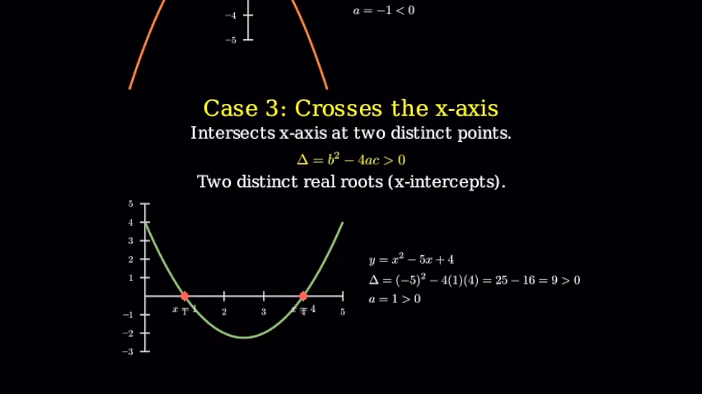If a is negative, like y equals negative x squared plus x plus 2, the discriminant is 1 squared minus 4 times negative 1 times 2, which is 1 plus 8, or 9. Since the discriminant is positive and a is negative, the parabola opens downwards and crosses the x-axis twice, at x equals minus 1 and x equals 2.